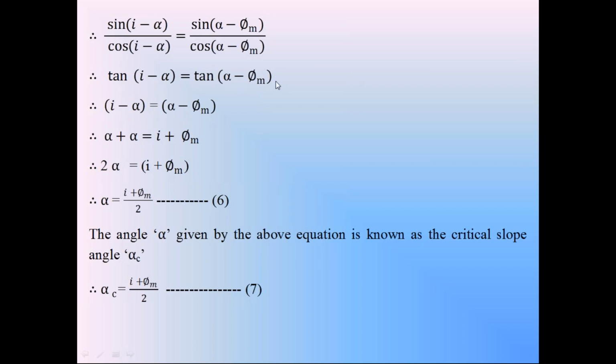So from this equation you will get I minus alpha is equal to alpha minus phi m. Take this minus alpha to the right side, minus phi m to the left side. The equation becomes alpha plus alpha is 2 alpha, and I plus phi m. So 2 alpha is equal to I plus phi m. From this you get angle alpha is equal to (I plus phi m) by 2. This is equation 6. We got this equation from the condition of maximum stability number.